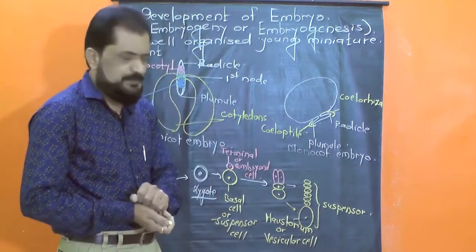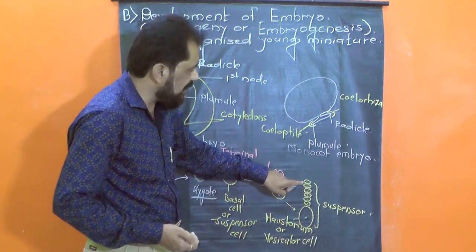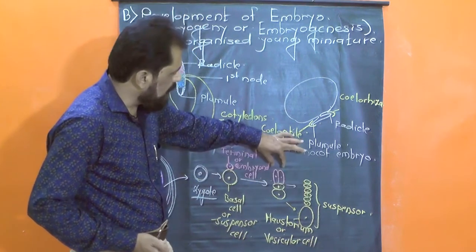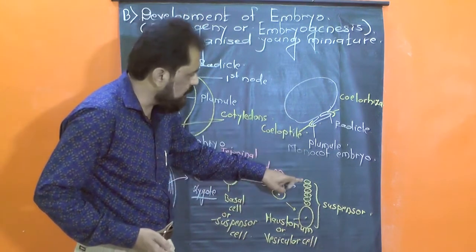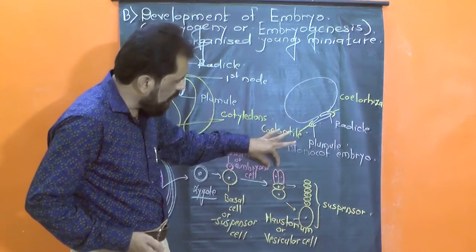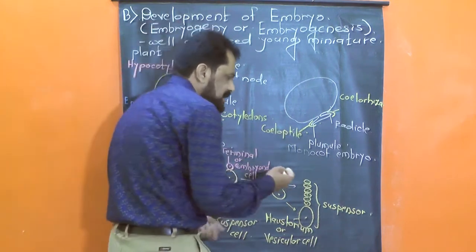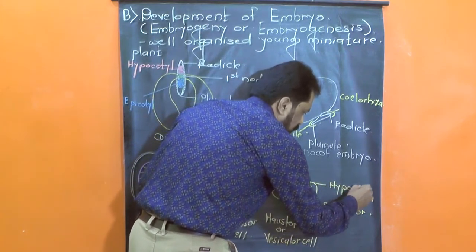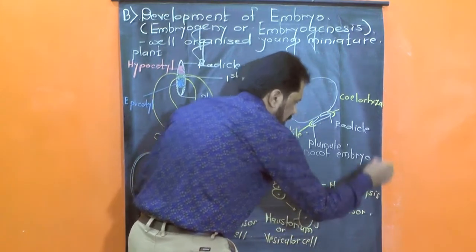Now in this suspensor, the terminal cell which is nearer to the embryonal cell is known as the hypophysis.